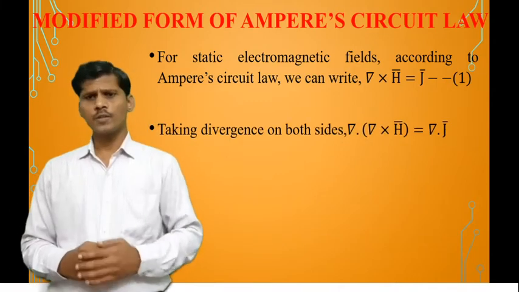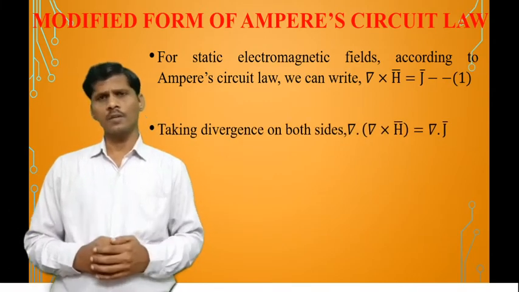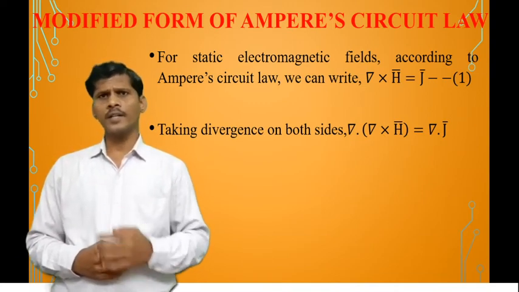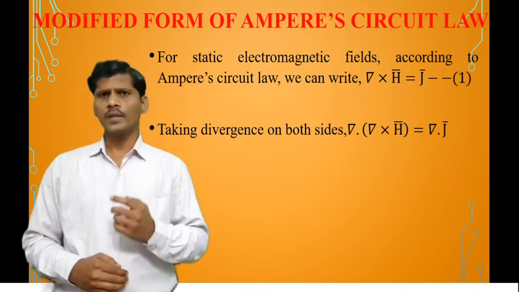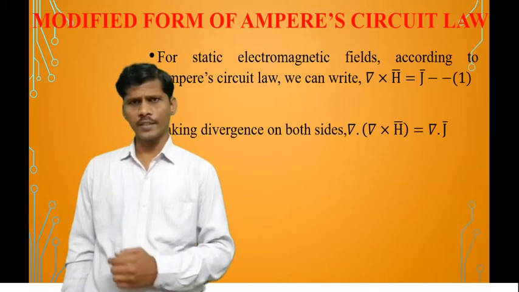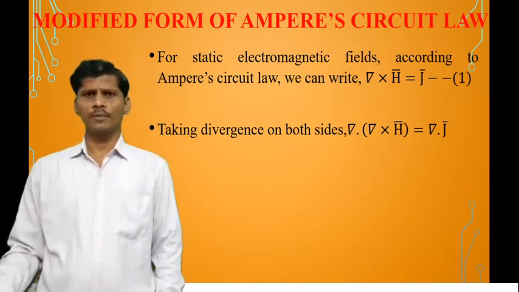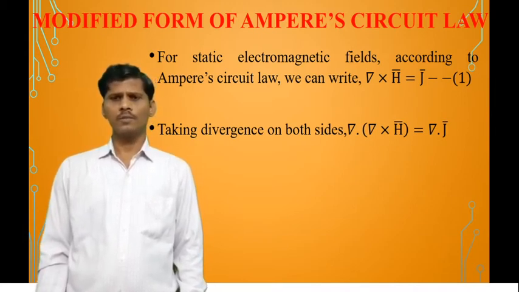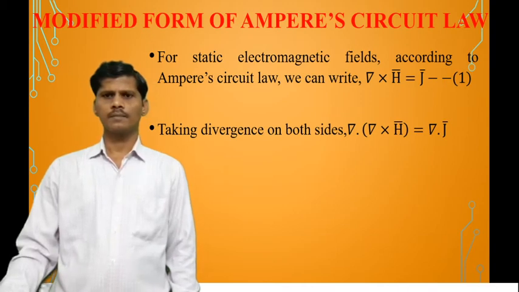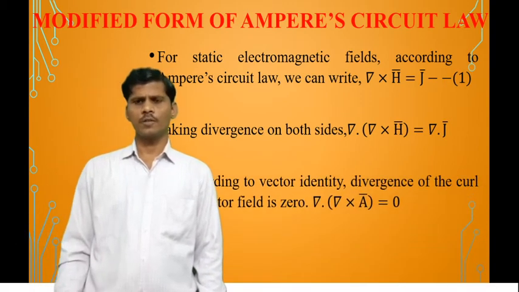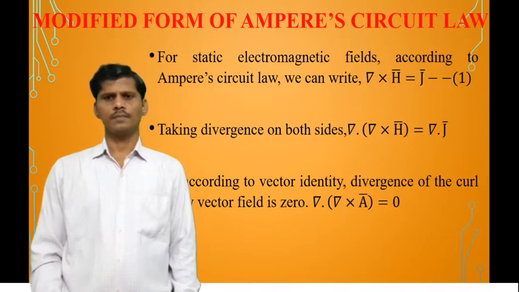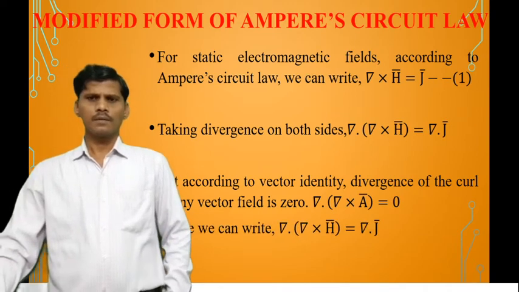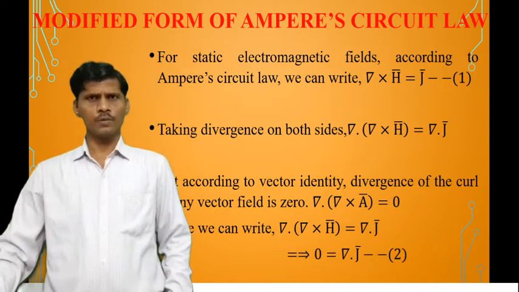Taking divergence on both sides, we have del dot del cross H bar is equal to del dot J bar. According to vector identity, the divergence of the curl of a vector is always 0. So del dot J bar is equal to 0.